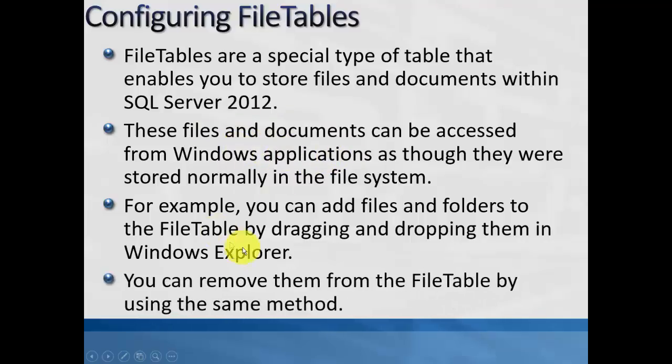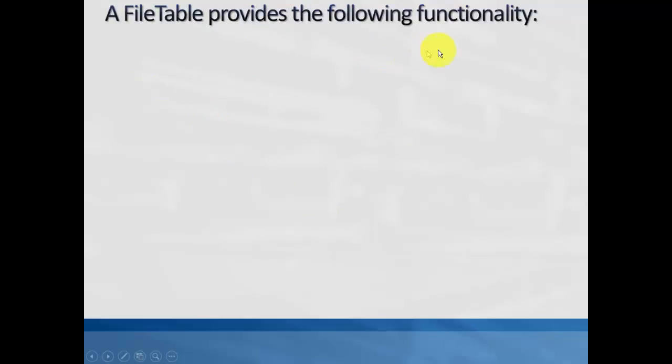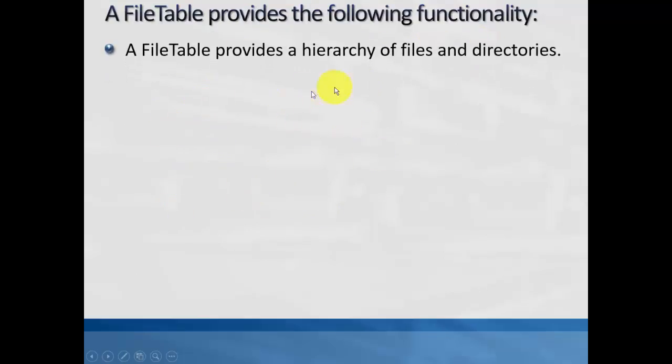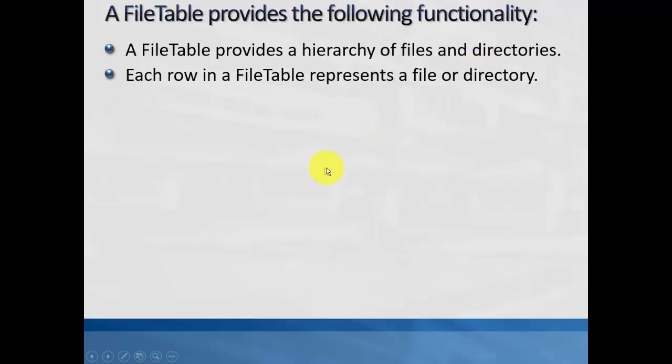But okay, you can remove them from the file table by using the same method as well. So we can just drag and drop any of the files if we have configured the file tables properly, and Windows applications can use that automatically to save data, right? The file table provides the following functionality. Hierarchy of files and directories, it can show that. Yeah, Windows Explorer can also do that. It's rows and columns now. So each row in a file table represents a file or directory, and each row holds the following items.